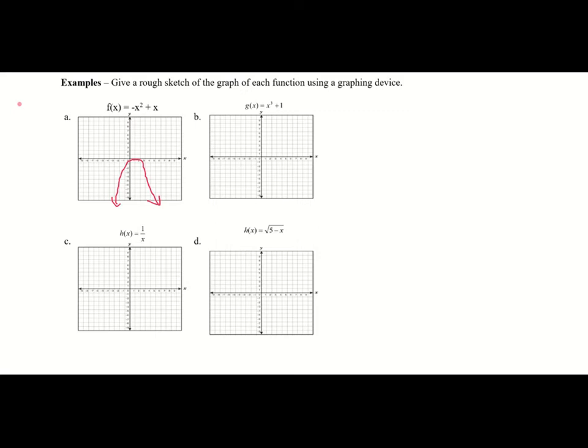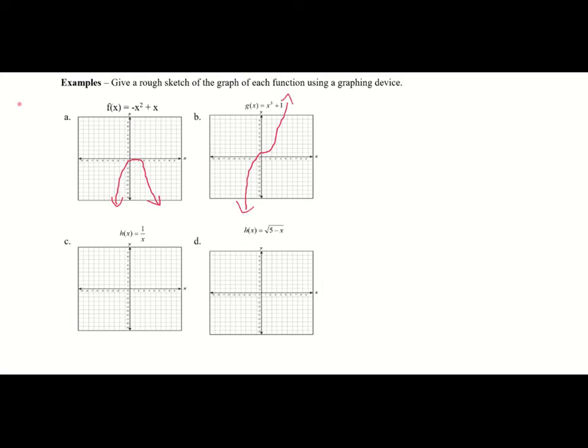Next, we have x to the 3rd power plus 1, and when we graph that, it is going to look like this, and it's going to go up through -1, and then through 1, and go up this way. So that's what it looks like when we sketch it.